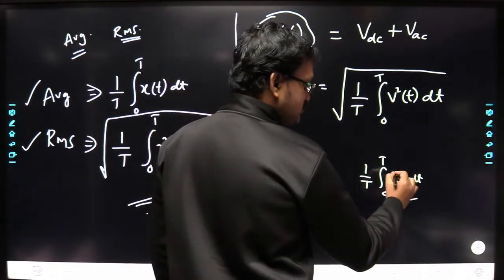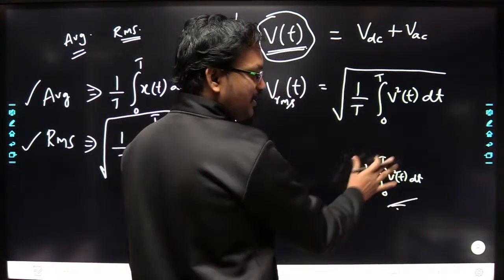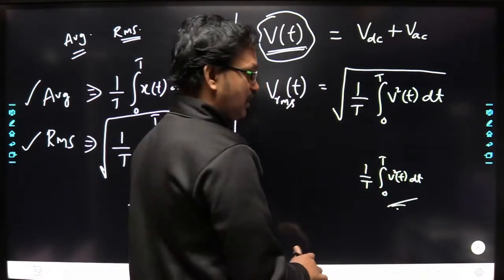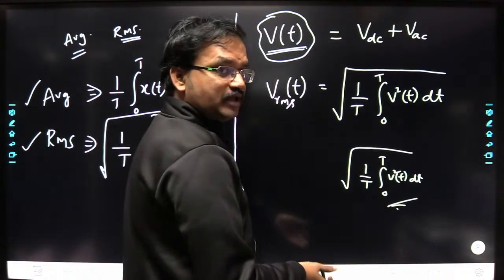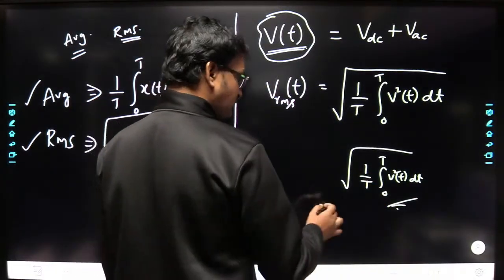If you square this, you can say mean square value. And if you put a root, you can say root mean square value.